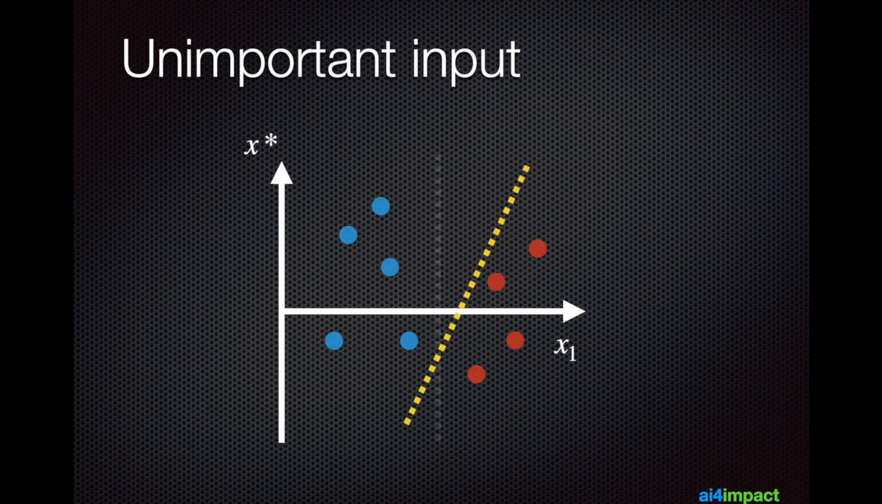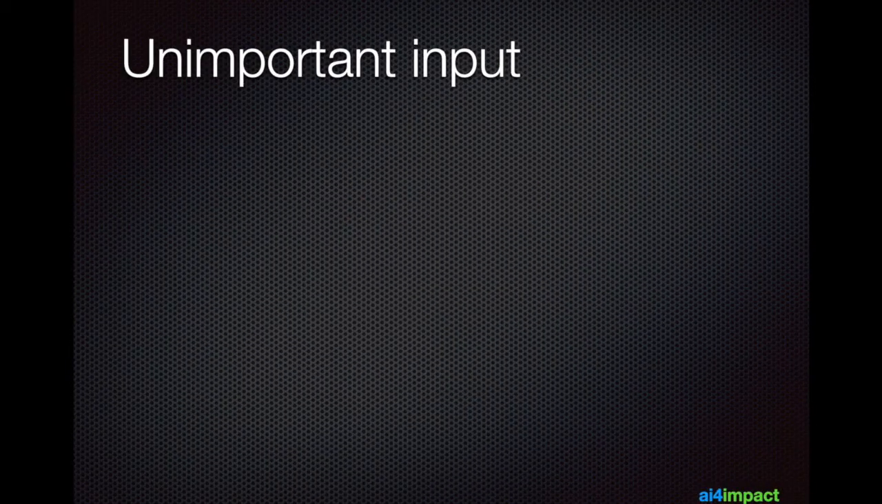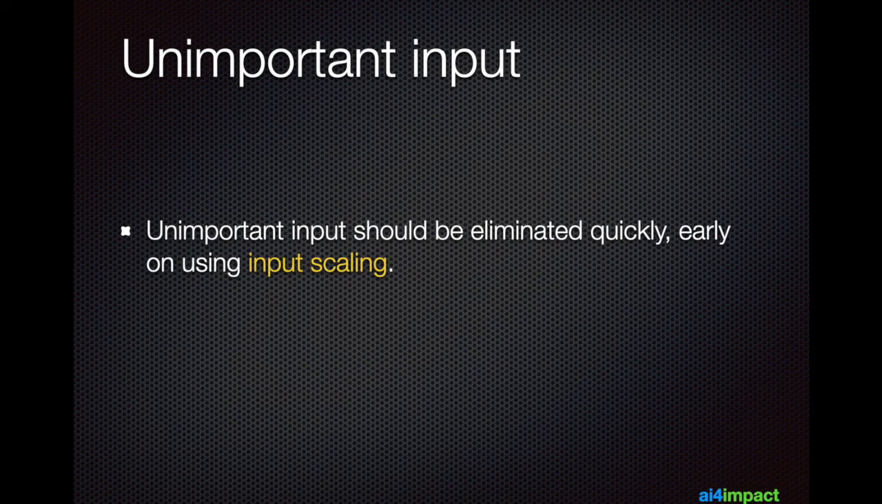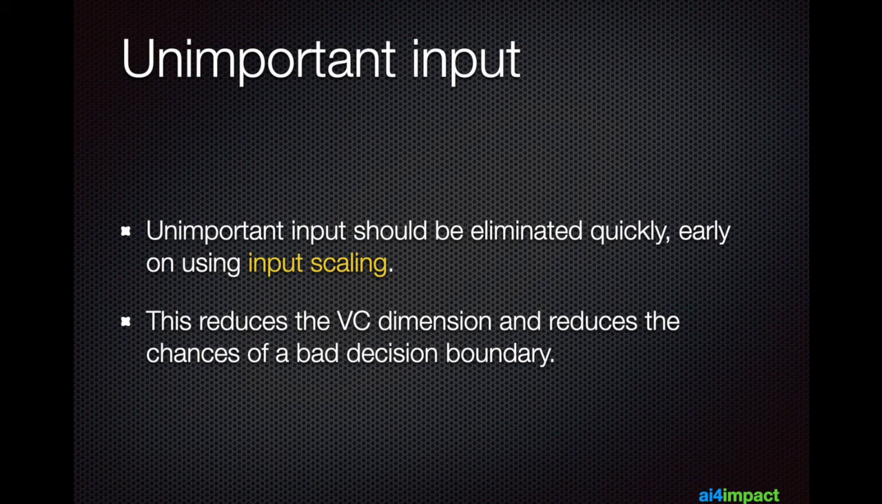If we drew it here, superimposing the actual decision boundary, we can see clearly that this cluster and this one are both misclassified. So the effect of unimportant input is that they cause higher test errors, and that is why we should try to eliminate unimportant input as quickly as possible. A simple way of doing this is using input scaling. By using input scaling, you can help to reduce the VC dimension, and this reduces the chance of a bad decision boundary, and this in turn lowers the test loss.